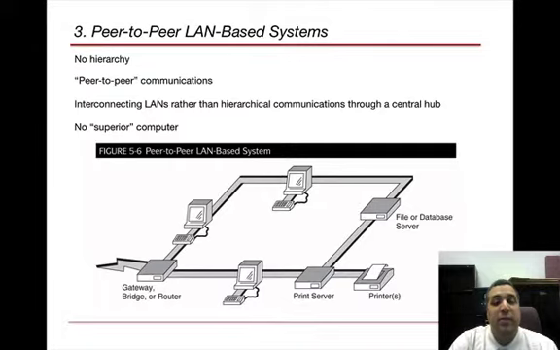Peer-to-peer LAN-based systems, these are basically your file servers. We've seen some of these. You have a file server somewhere, or a print server, or even an intranet location, and the individual computers can connect to other computers and share information between them. So these are interconnecting LANs rather than any hierarchical communication through a central hub. There is no superior computer. They're just all computers on a network that each computer can access.